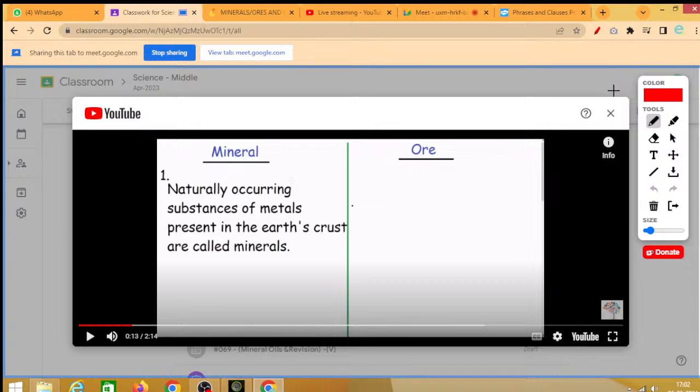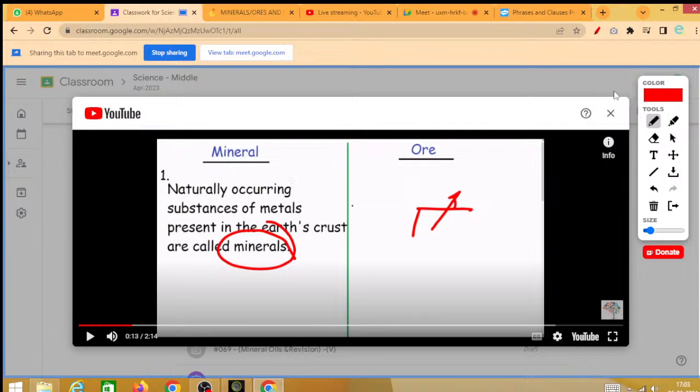Occurring substances of metals. If you remember the uses of minerals, we had said what? In the uses, you can create metals out of it. One of the uses was that. You remember? Yes, ma'am. So now what are basically minerals? Where are they found? From them we can produce metal.